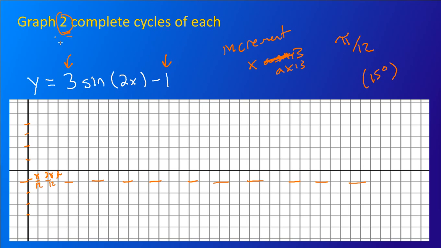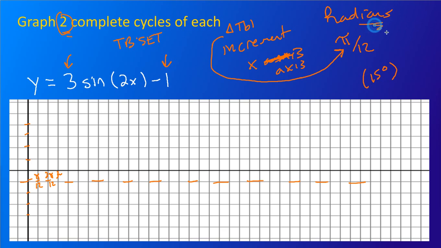All right, so I'm going to go ahead and set up. Now, you can get your calculator to do this. Remember, we go to Table, Set, and we want to make sure that our Delta Table is set to pi over 12. And we also want to make sure that we are in radian mode. So make sure that your calculator is set to radians and not degrees.